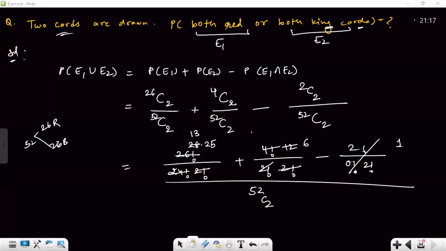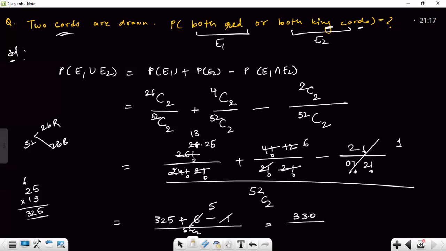So let's now calculate. 13 into 25 will be: 13 fives are 65, 6 carries; 13 twos are 26, 26 and 6 is 32, so 325. Plus 6 minus 1, divided by 52C2. 6 minus 1 becomes 5. 5 plus 325 becomes 330 divided by 52C2.